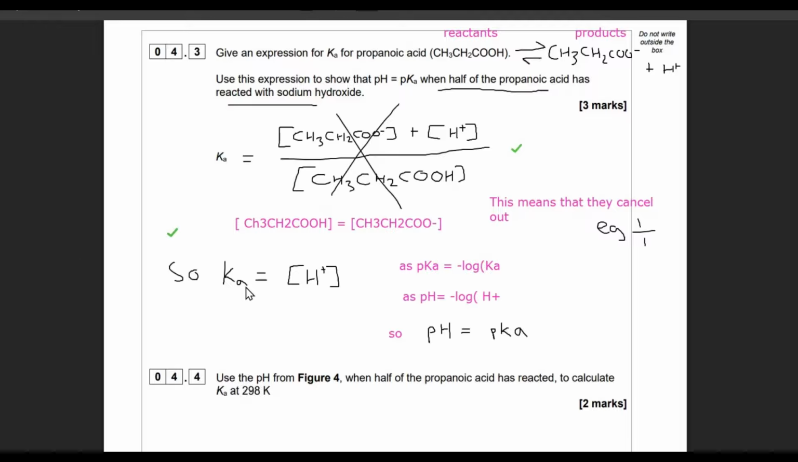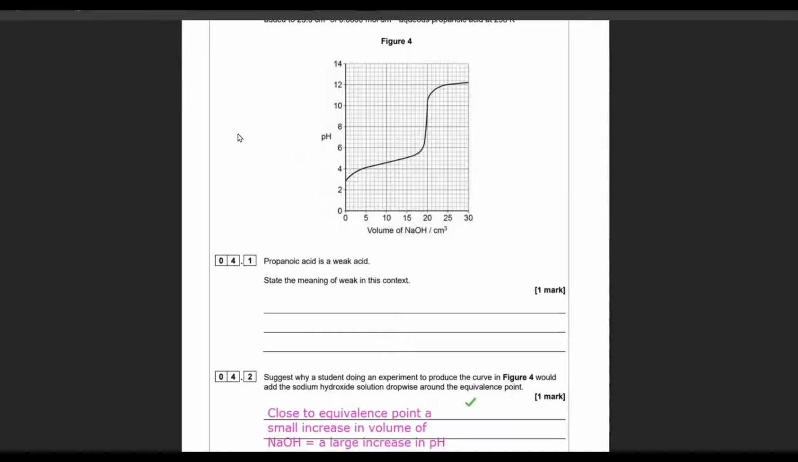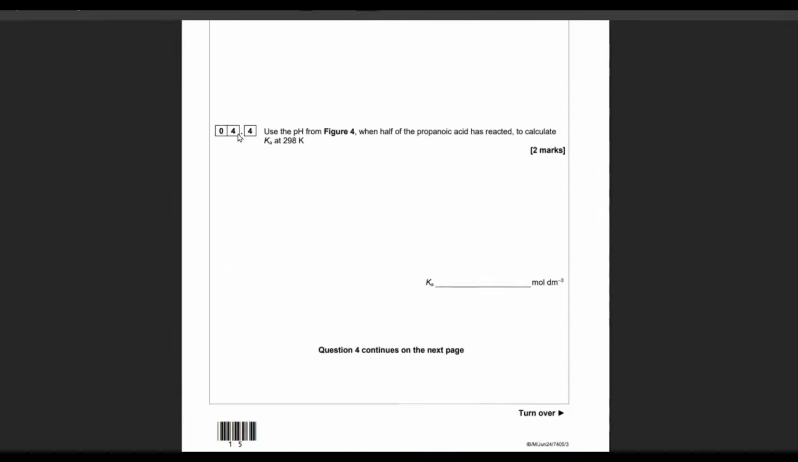Okay, so when half the propanoic acid has reacted, then we know that our propanoate ions are going to be equal to our propanoic acid, because we're going to have sodium propanoate if it's sodium hydroxide we're adding, and we're going to have an equal amount of sodium propanoate as we do propanoic acid at the point where half has reacted. All right, let's zing on.